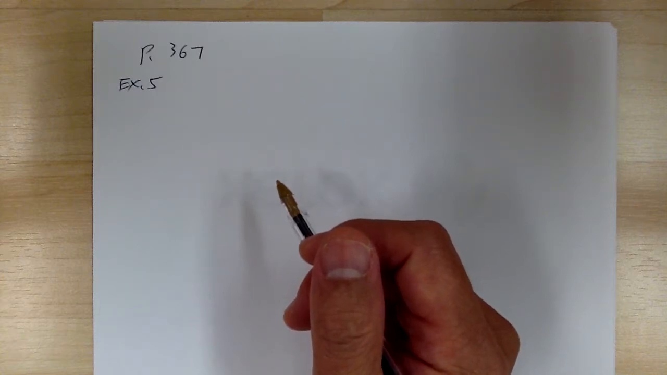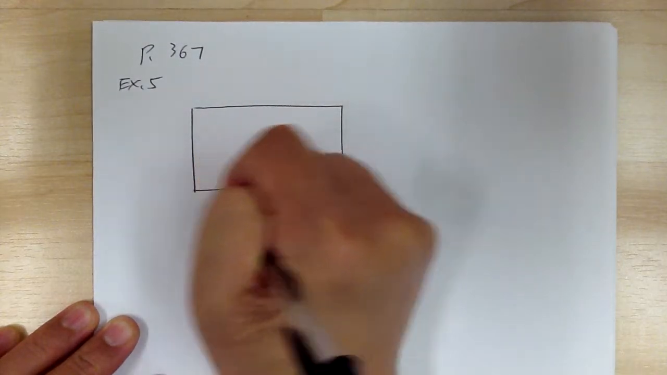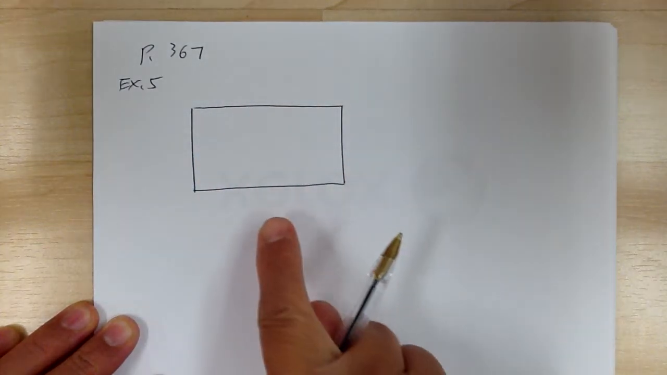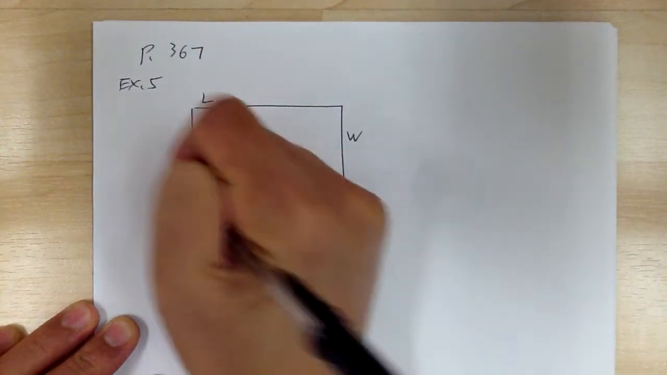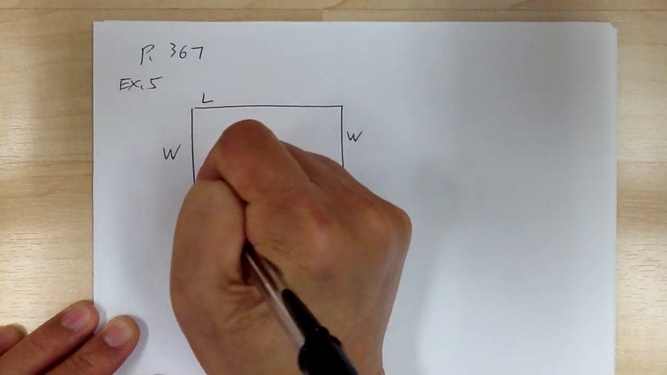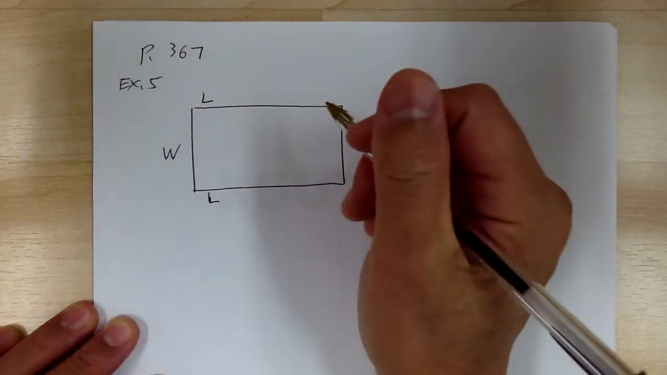So again, as soon as you see the word rectangle, you don't even have to think. It should become automatic, right? We did this many times before, right? So you got to draw the rectangle and label length, width, length, width. Okay, you got to do that automatically. Got to do that every time. Then you go back and read.